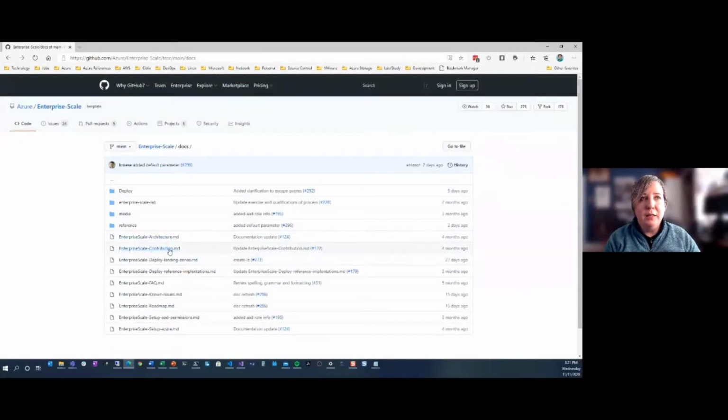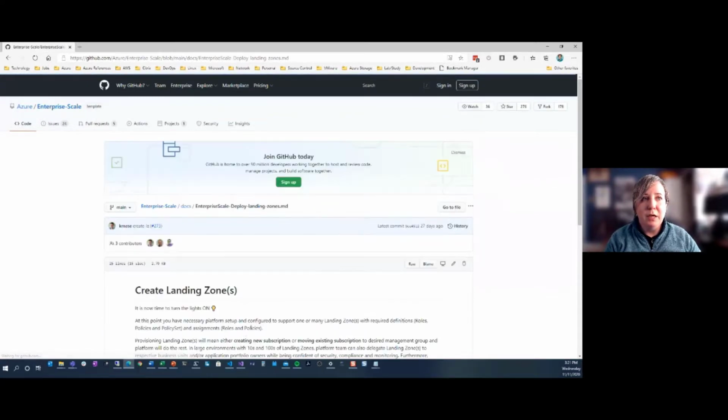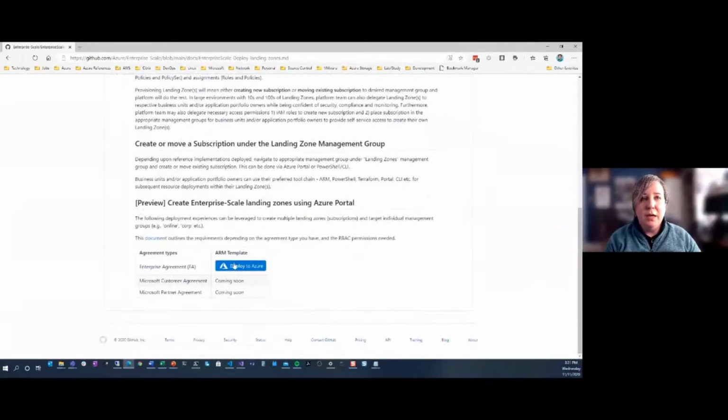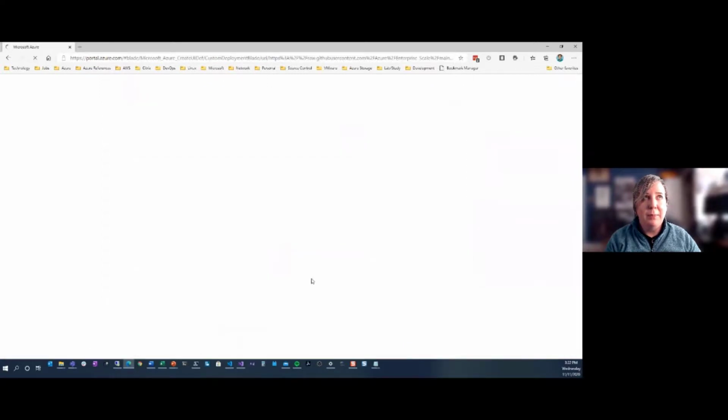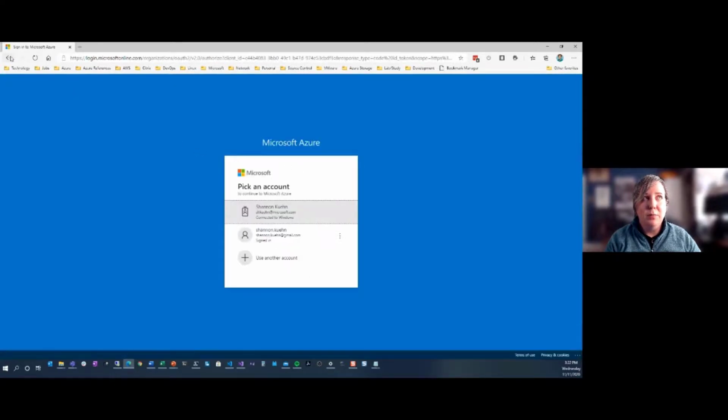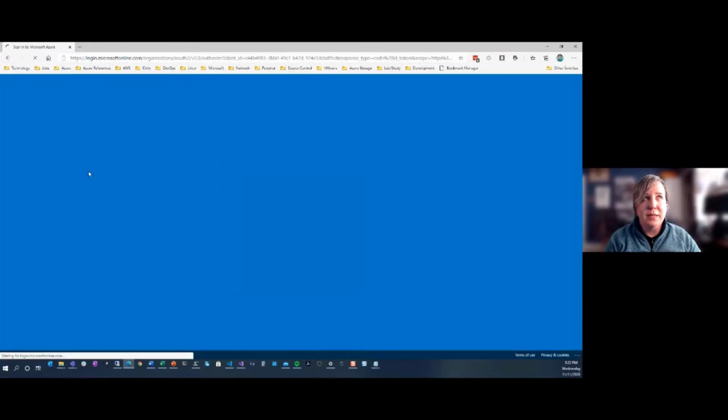You've got this if you ever wanted to contribute. A lot of customers get savvier and savvier with code and their work processes, so you can always contribute. This is the actual deployment of the landing zones. Notice how you can literally just click deploy to Azure and it'll go. That's kind of cool. This won't work for me, but it will pop out the portal browser itself.